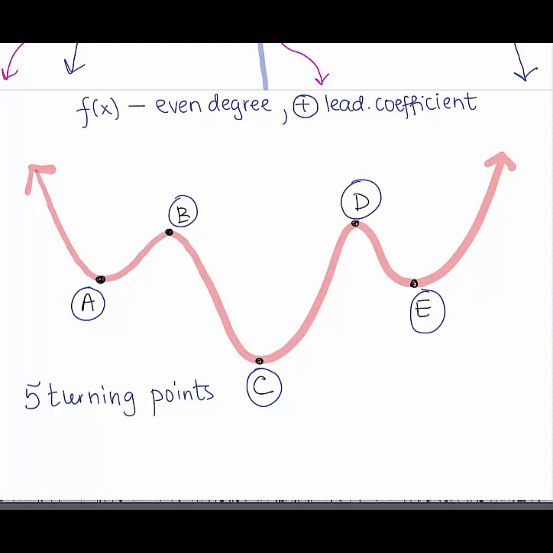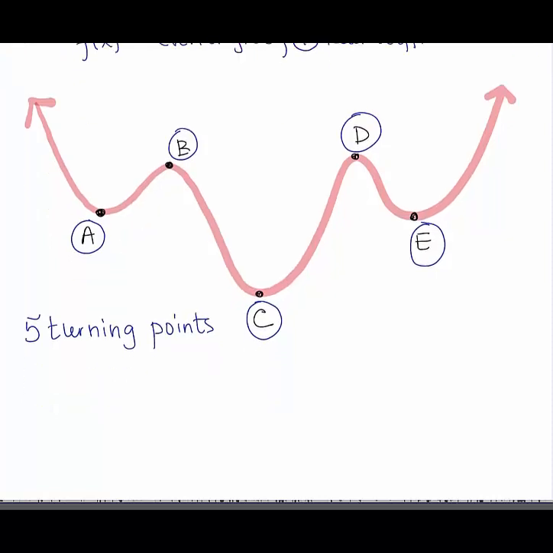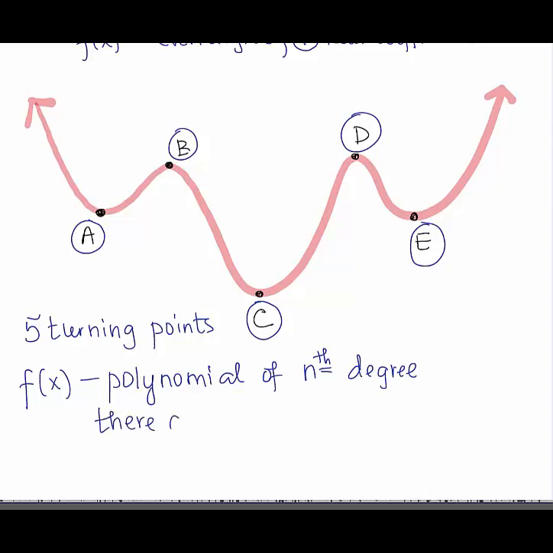So what is the connection between the degree and number of turning points? For a polynomial, let's say we have f of x, a polynomial of nth degree, whatever that might be, then there are at most n minus 1 turning points. At most means there could be less, right? There could be a fewer number of points.